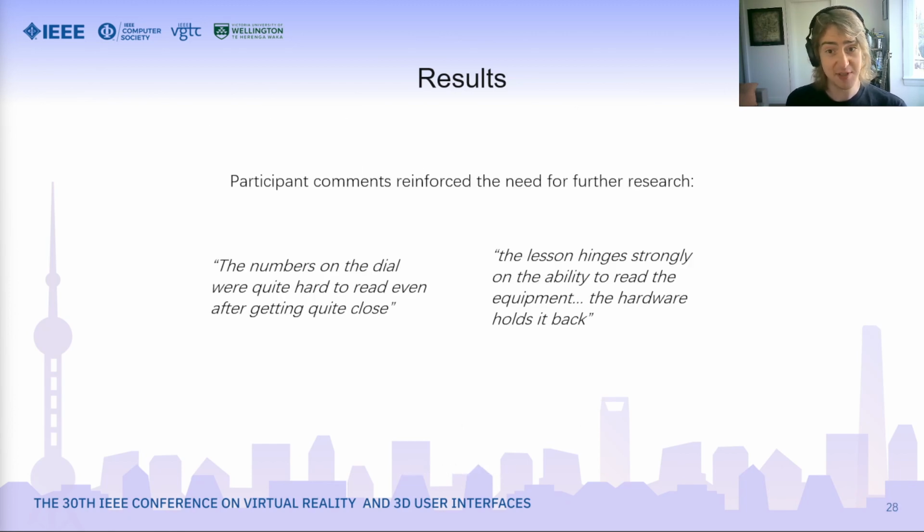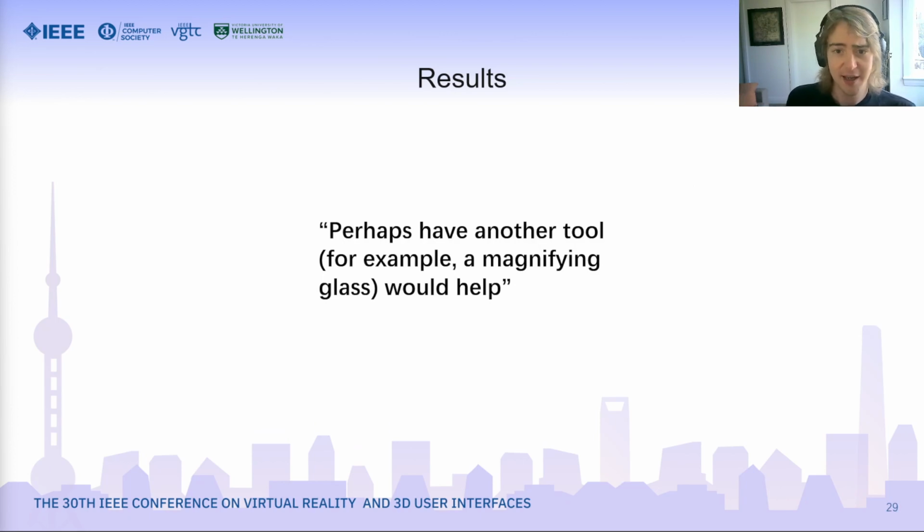But what we did see was quite a lot of comments from the participants reinforcing the need for this research. Almost everyone in the control condition had quite a hard time finishing the virtual task. Some of them didn't really finish it at all. They ended up just giving up and choosing an answer in the multi-choice questions. My favorite comment was one of them just straight up said maybe have some kind of magnification in the scenario, because they felt trying to read those tiny values without any kind of magnification was quite difficult.